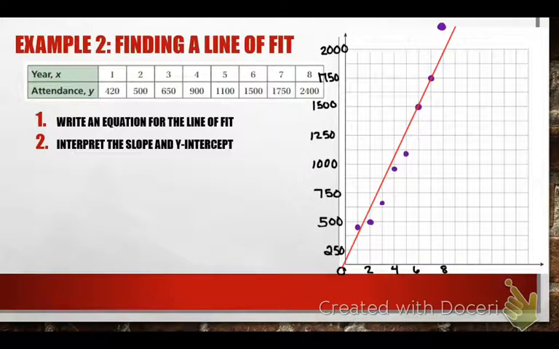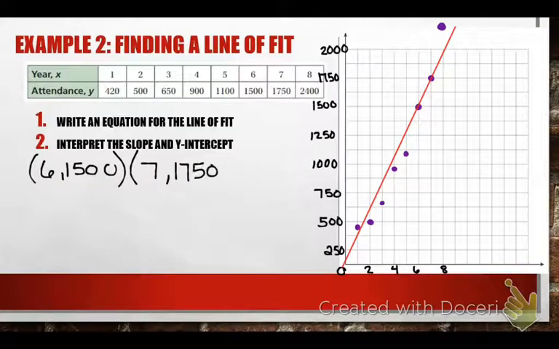Now, I can see my line of fit passed pretty clearly. You definitely need a ruler or a straight edge for sure. All right, look at mine. Which 2 points did mine pass straight through? Yep, it passed through (6, 1,500) and (7, 1,750).